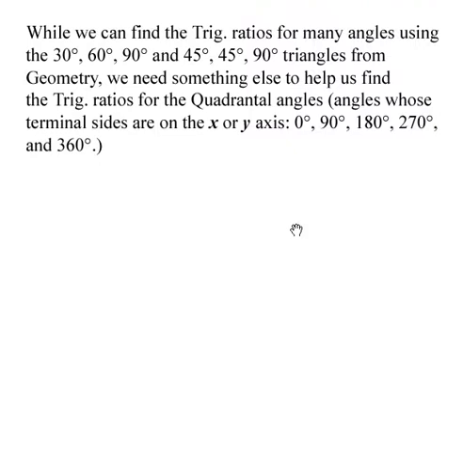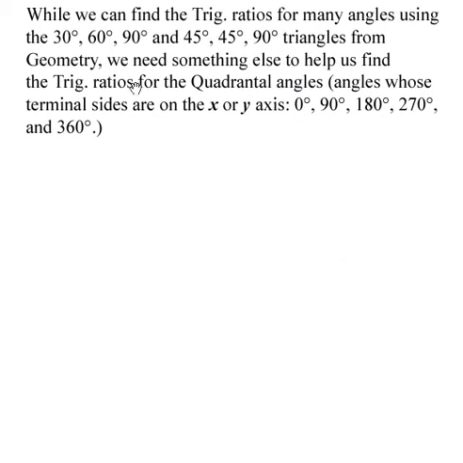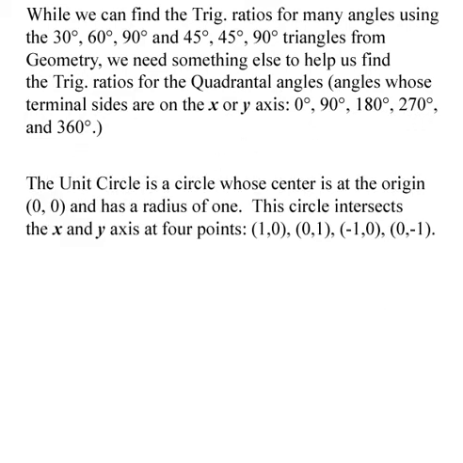So while we can use those triangles from geometry to find 30-60-90 and 45-45-90, there are some ratios that we need to find using another method. These are the ones we called in the previous lesson the quadrantal angles. Remember, those were the angles whose terminal sides were on the x or y axis and would include 0 degrees, 90 degrees, 180 degrees, 270 degrees, and 360 degrees.